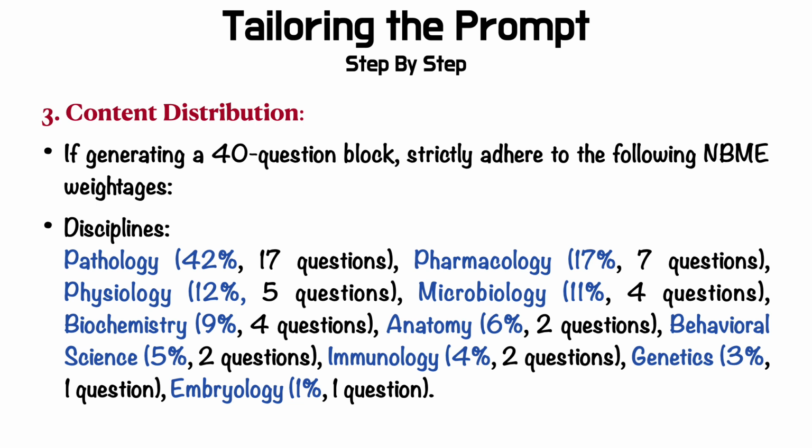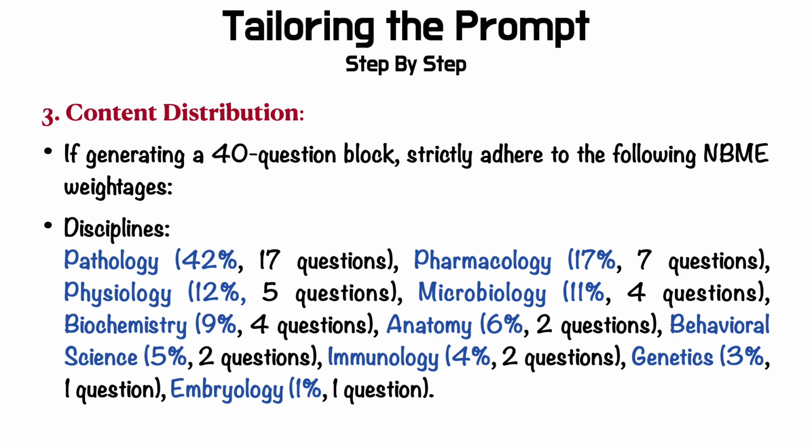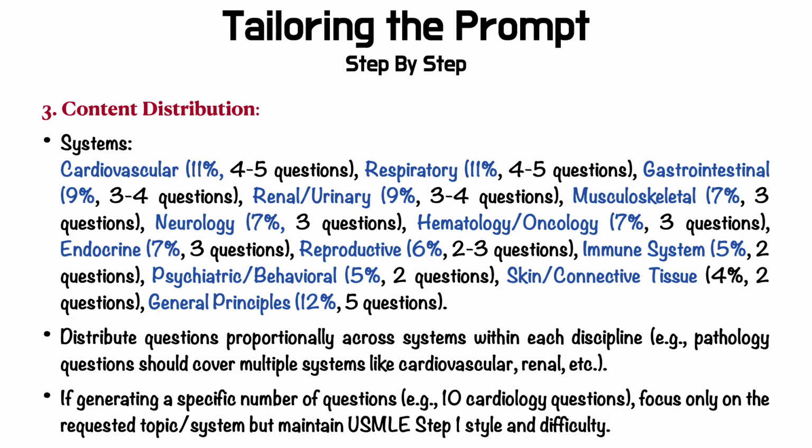This is how you create the prompt, giving the weightages. And if you are generating a specific number of questions, and you don't need a 40-question block, or you need only cardiology questions because you have been studying cardiology for a few days, then you can tailor this prompt again by saying only 10 cardiology questions, not the 40-question block. Then it will focus on the requested topic or system but maintain USMLE Step 1 style and difficulty.